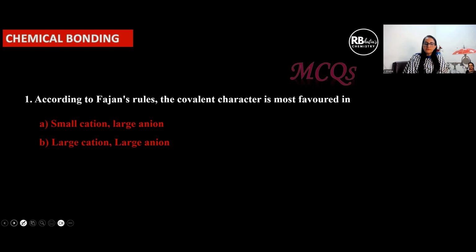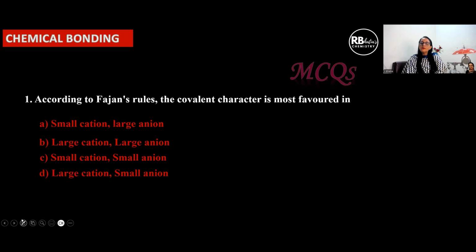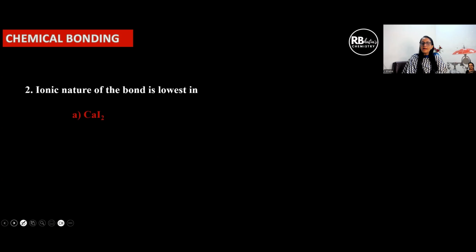Now, pick up this answer. You can pause, think, and then pick. Covalent character is most favored for small cation, large anion. Ionic nature of the bond is lowest in. Give a thought. Ionic bond lowest means most covalent. For most covalent, what do we look for? Small cation. Here the cation is common. So you're going to compare the anion. Larger anion is more covalent and least ionic.